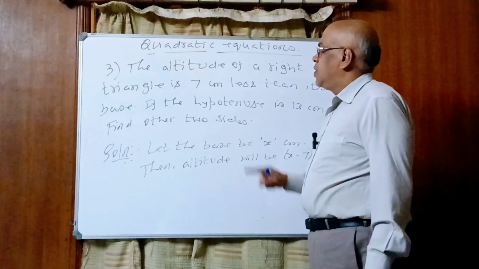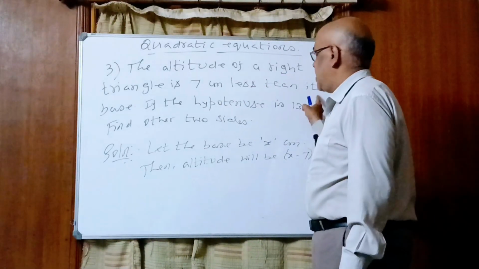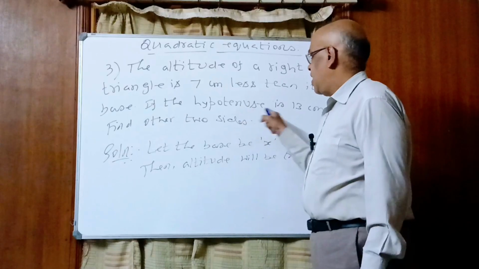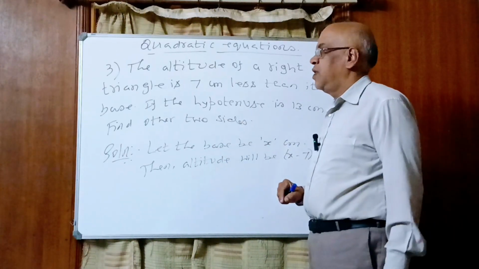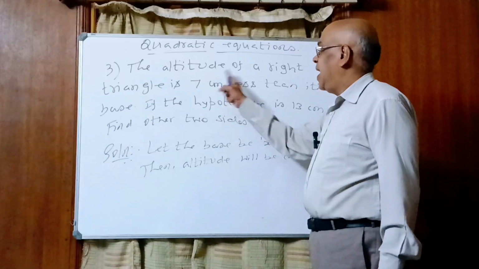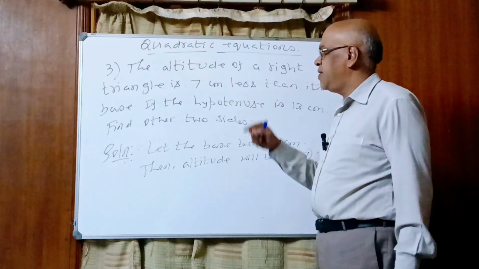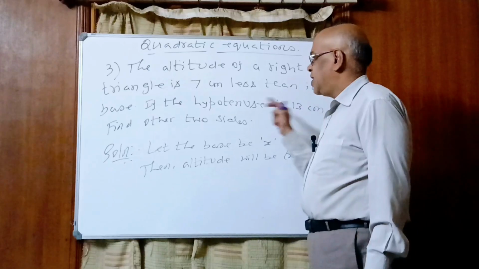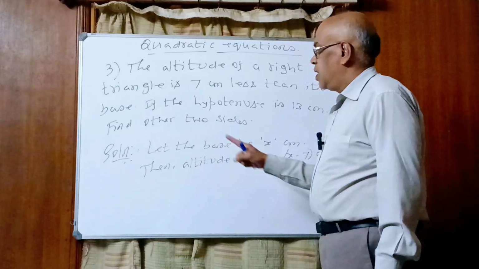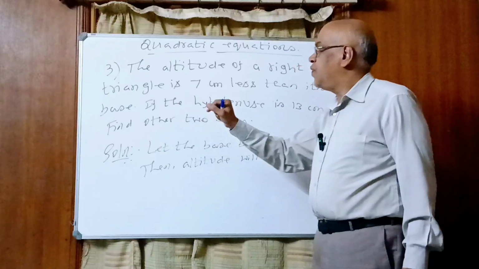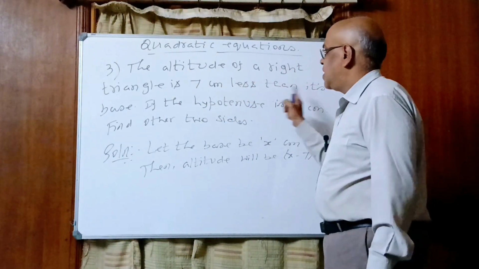Third sum. The altitude of a right triangle is 7 cm less than its base. If the hypotenuse is 13 centimeters, find the other two sides. What is the question? The altitude of a right triangle is 7 cm less than its base. If the hypotenuse is 13 centimeters, find the other two sides. Now, come children. What do you have to do? Altitude is 7 centimeters less than the base.